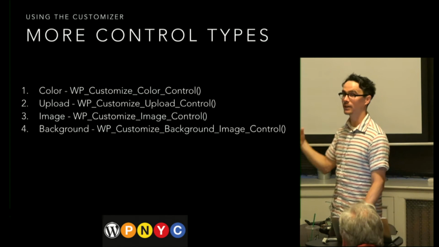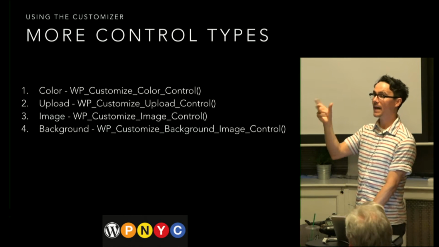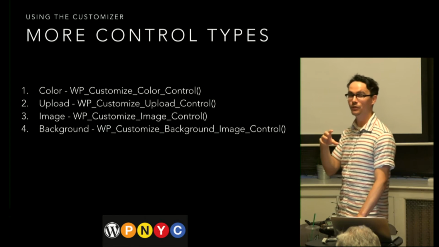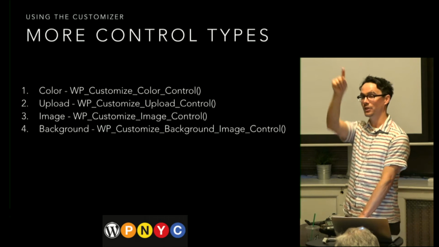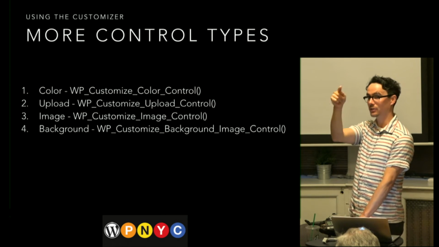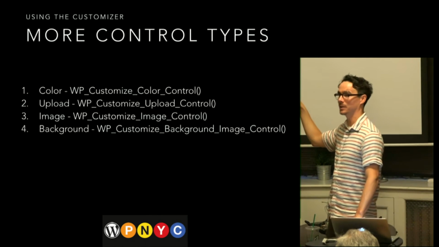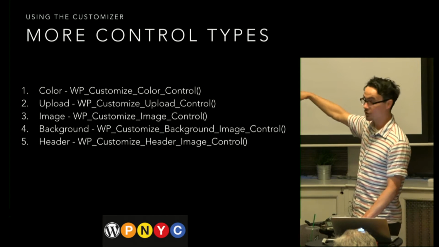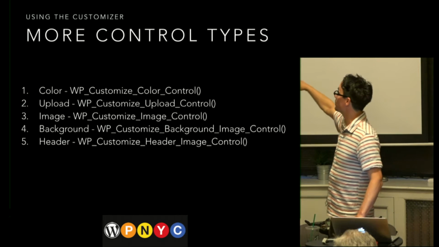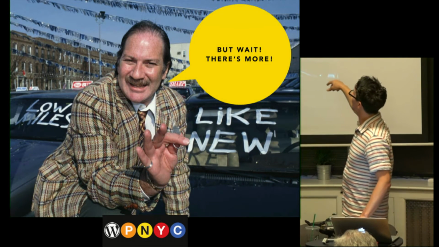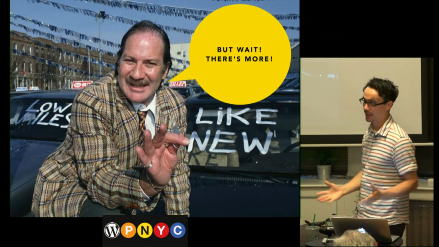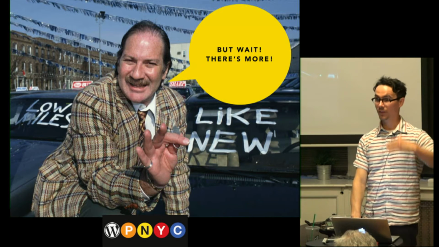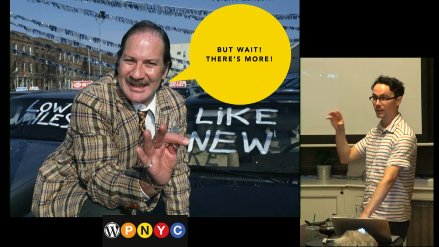You can integrate the background image functionality that usually exists underneath Appearance, Backgrounds. You can actually move that functionality into the customizer if you interact with this. You can also move the header functionality into the customizer. And like a good salesman, there's more. So those are the things that you can extend from within WordPress core.